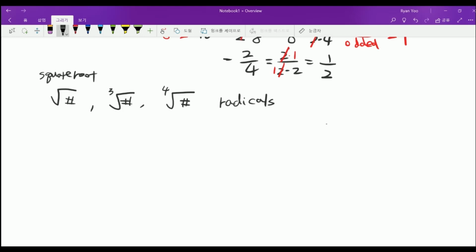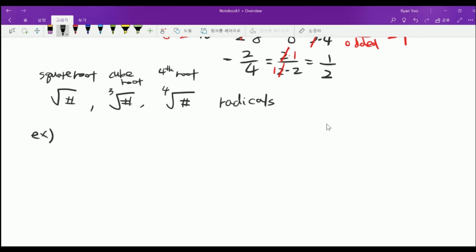Square root. This is going to be cube root. Cube root. And that is going to be fourth root. And so on. In high school, if you know up to the fourth root, then you're fine. And let me give you some examples of how to simplify this.